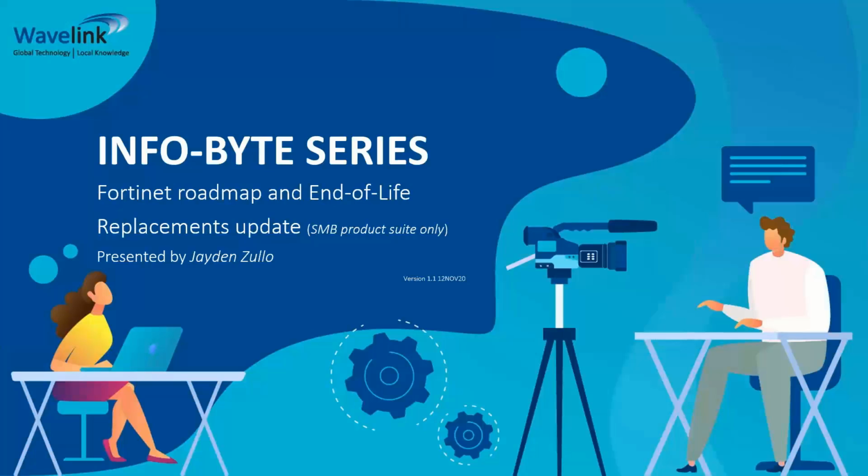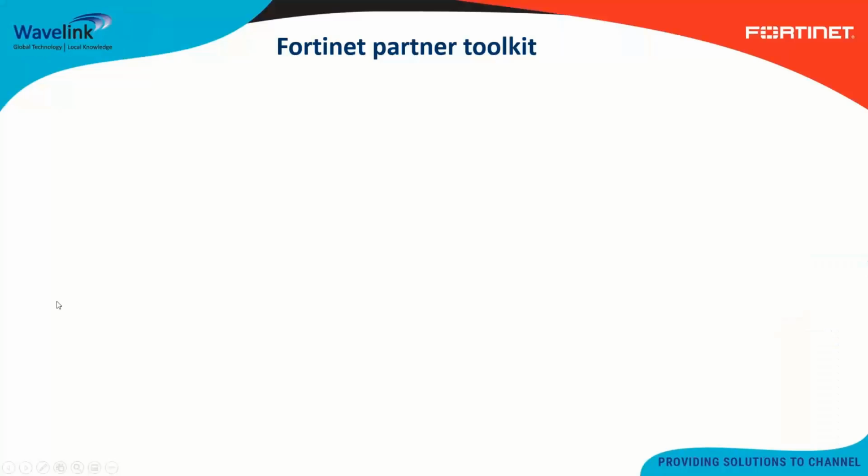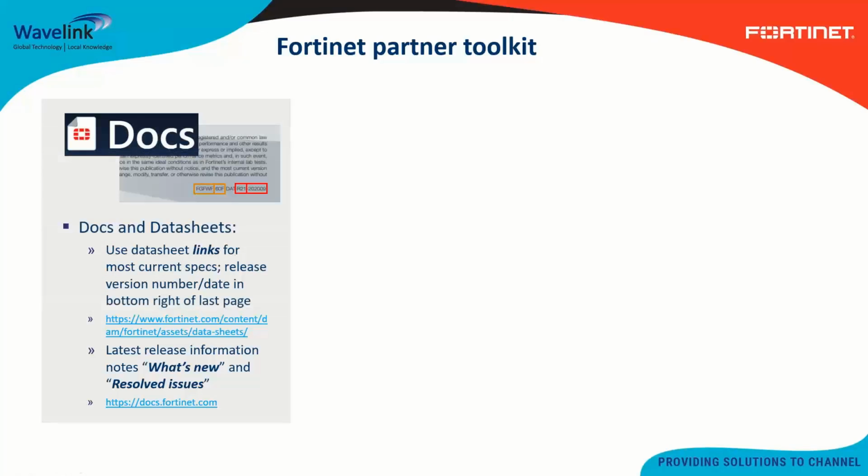Thanks, Craig. So when we look at a Fortinet product roadmap, you've got to remember there's over 30 products. So what we've done is distilled it down to the SMB product suite, and we've added in a couple extra things like FortiNAC, Analyzer, and Manager as well. So when it comes to the Fortinet roadmap, they do have a process in place to get this information to you. The main thing is that when you read your data sheets, it's always best to use the links for the data sheets.